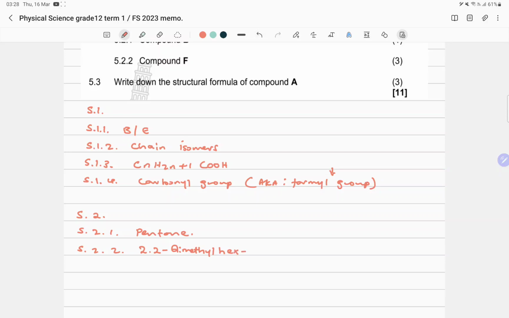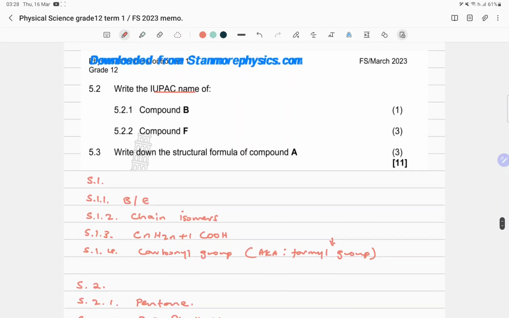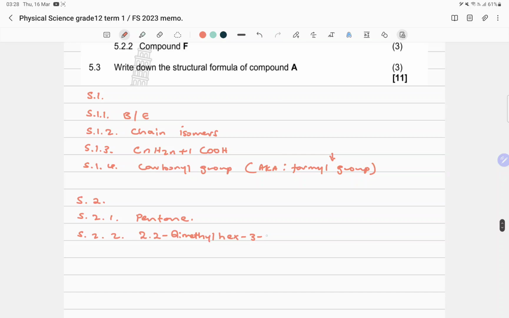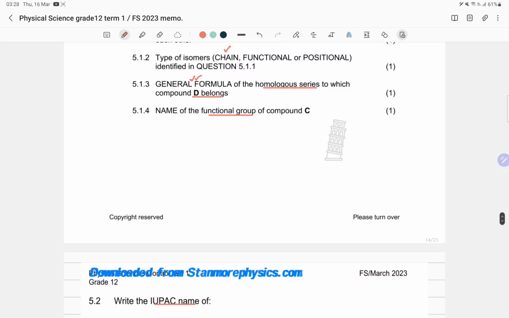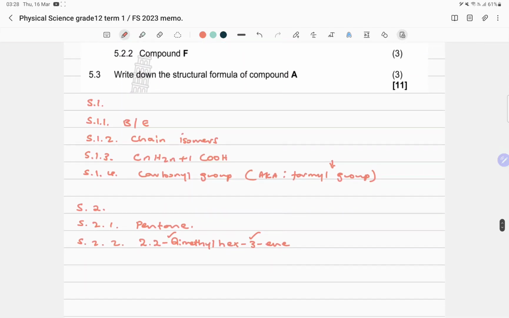It's a hex. Now we have a double bond on carbon 3, so it's hex-3-ene, because it's a double bond, so this is an alkene. Easy stuff. So you get a mark for this, the position of the double bond, and it should be 2 marks. They're giving 3 marks. Okay, maybe the parent, the longest chain, is a hex something. Great stuff. So that is how you do it, nice and easy.